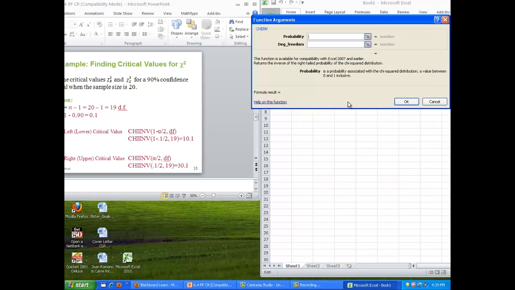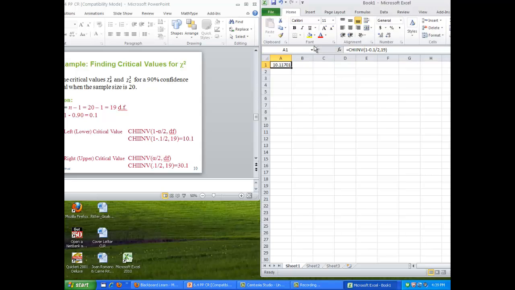There's my chi-inverse. So my probability is 1 minus alpha divided by 2, in our case 0.1 divided by 2. And my degrees of freedom is 19. So when I push enter, you see that I get 10.1, which is the value shown here on the PowerPoint. To find the right tail, it's very simple.